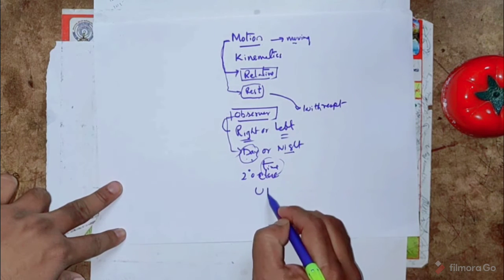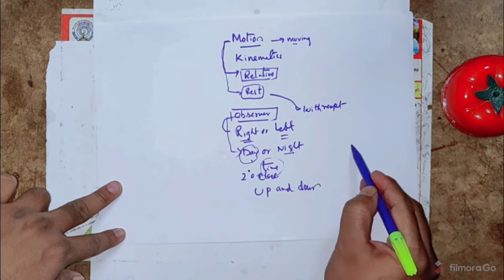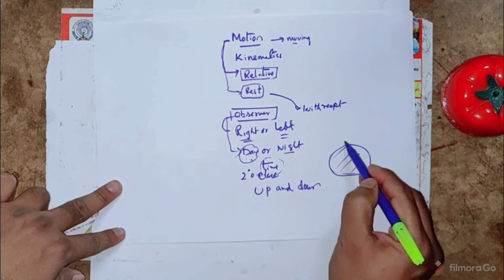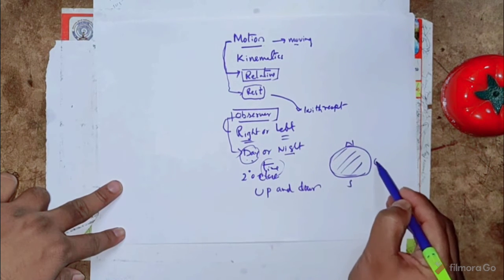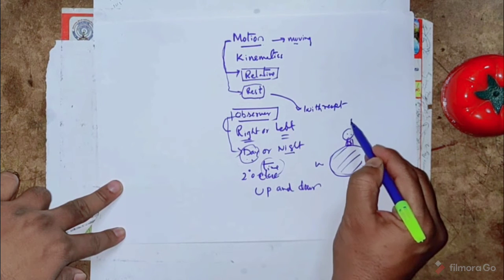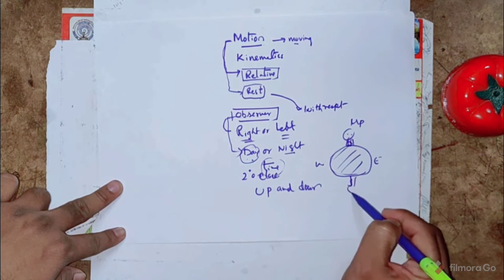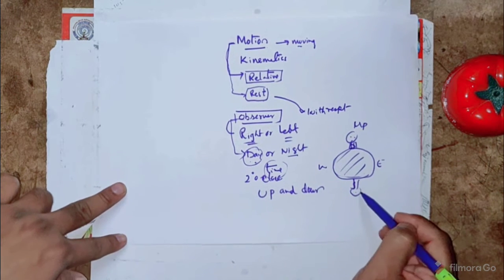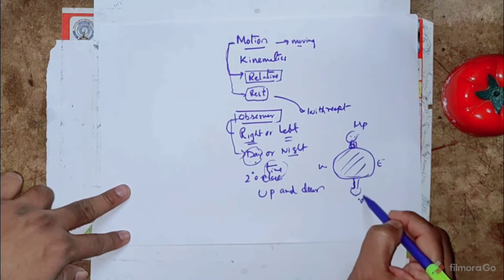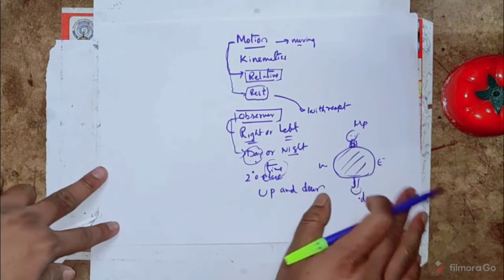up and down also. For example, here a globe, the earth, is there, with north and south, east and west. A person standing on the North Pole thinks that he is at up. The person standing on the opposite side, below, also thinks he is at up, but each is up with respect to his own position. So up or down also depends upon where we are doing the observation.